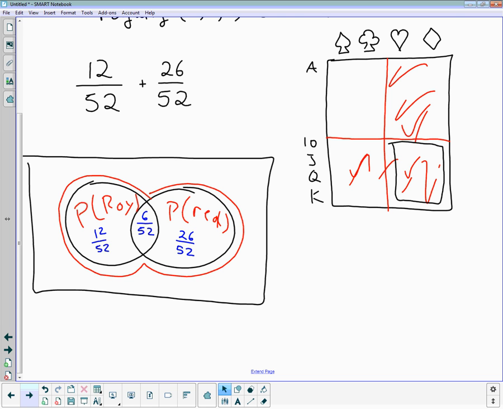Okay. Now, what we have to be careful of is that intersection. By the way, this will be posted this afternoon.